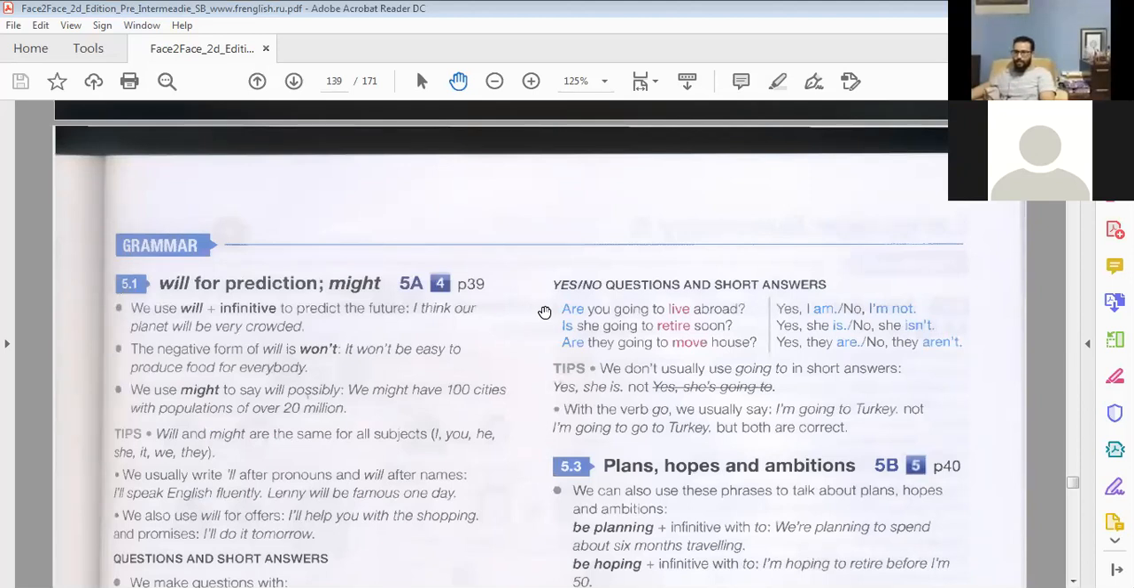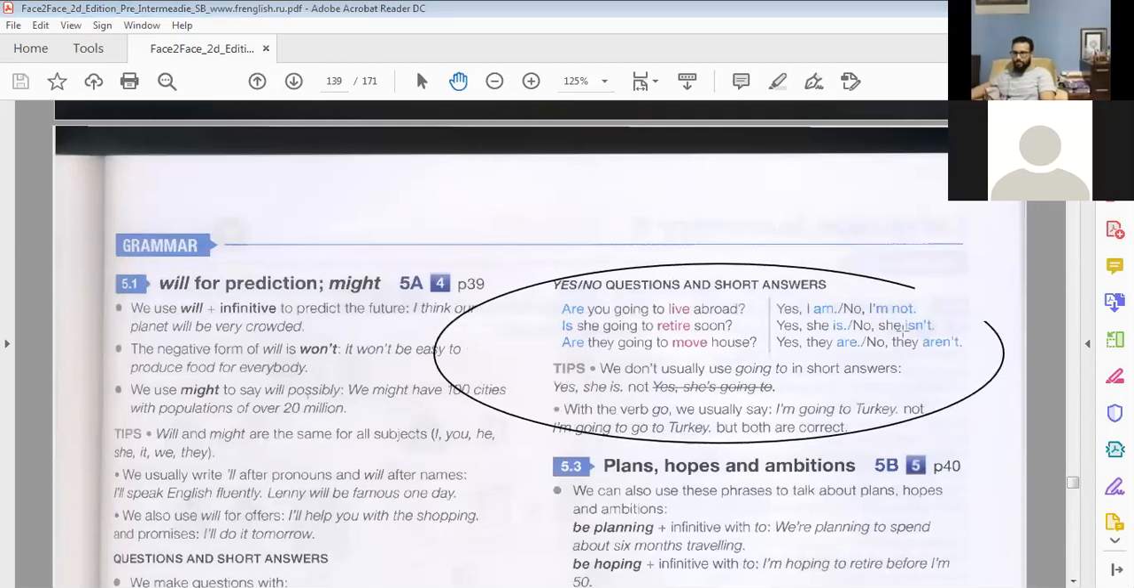Can you read them? Are you going? Here at the top. Yes. Tips, we will and might, from the beginning. Okay.